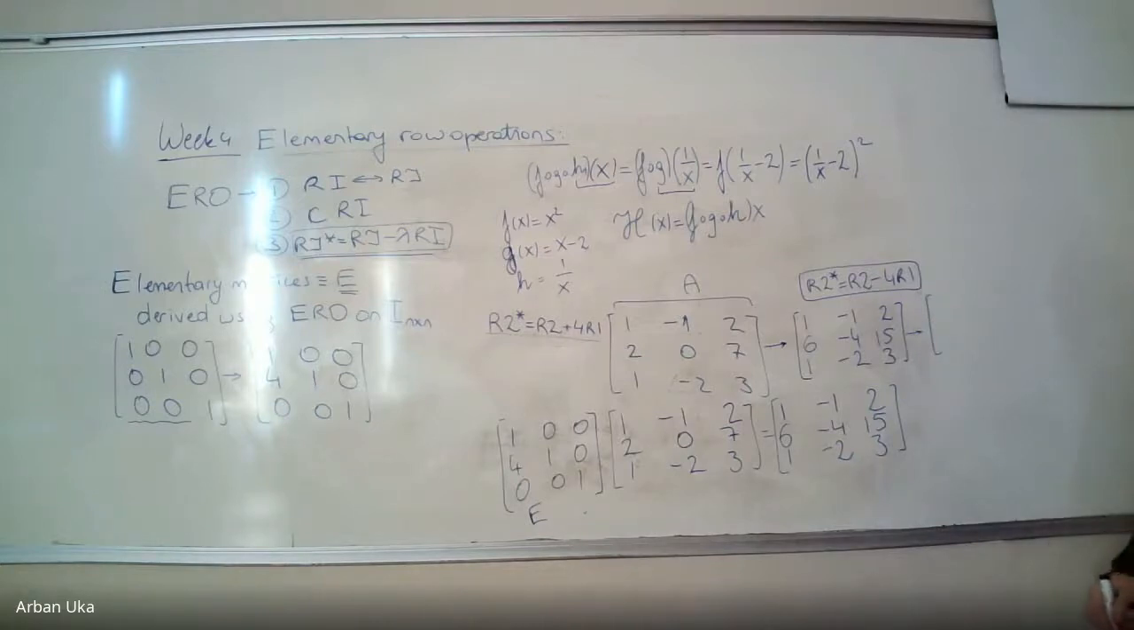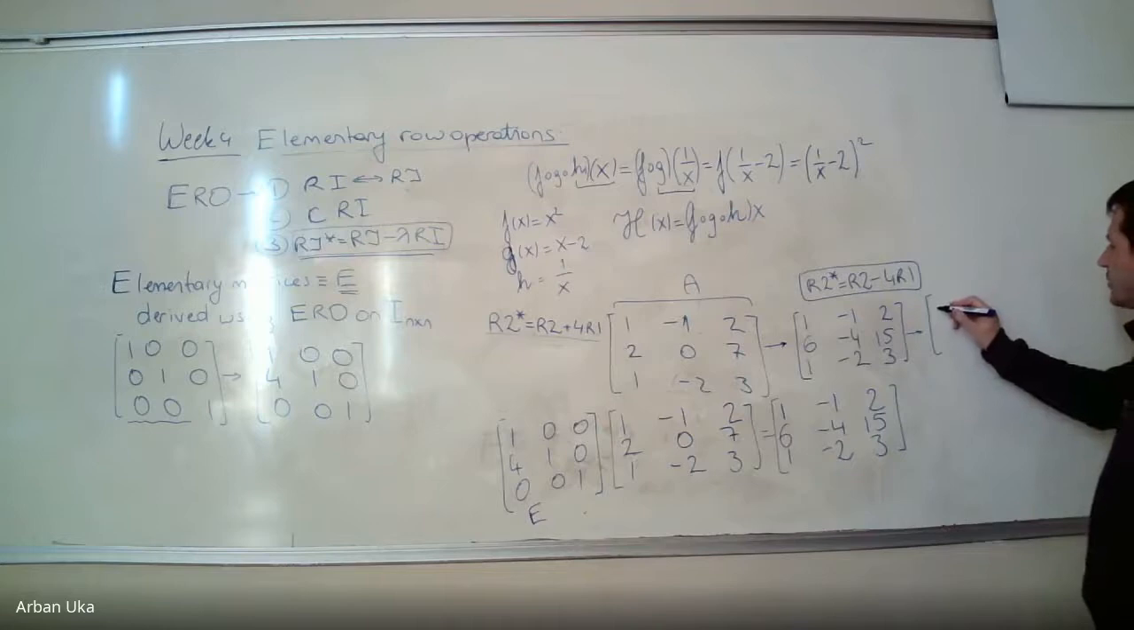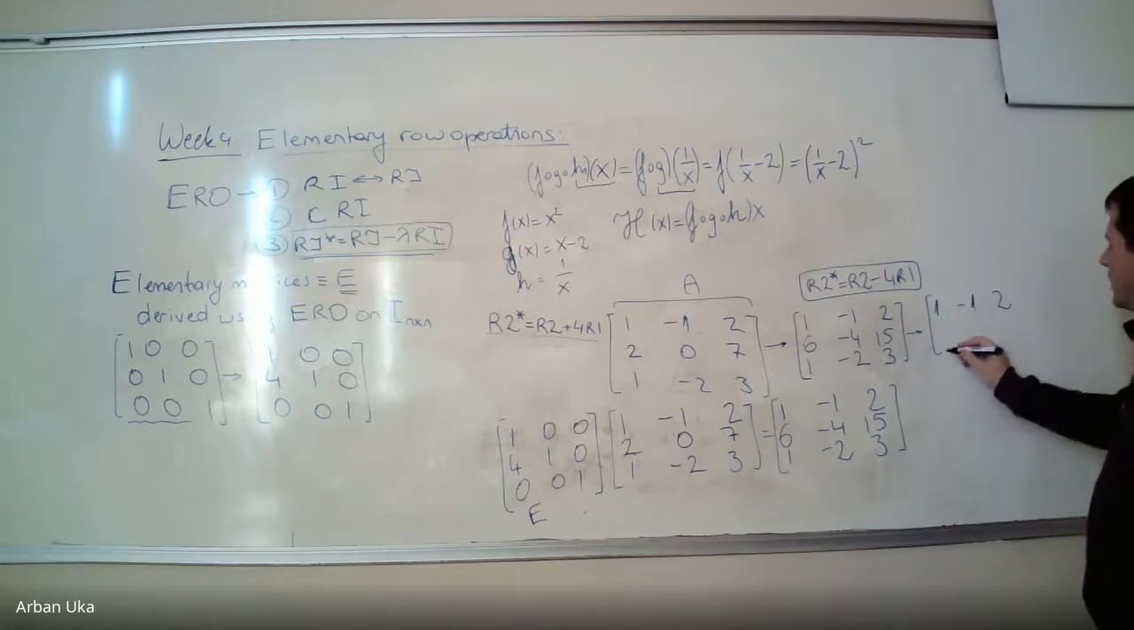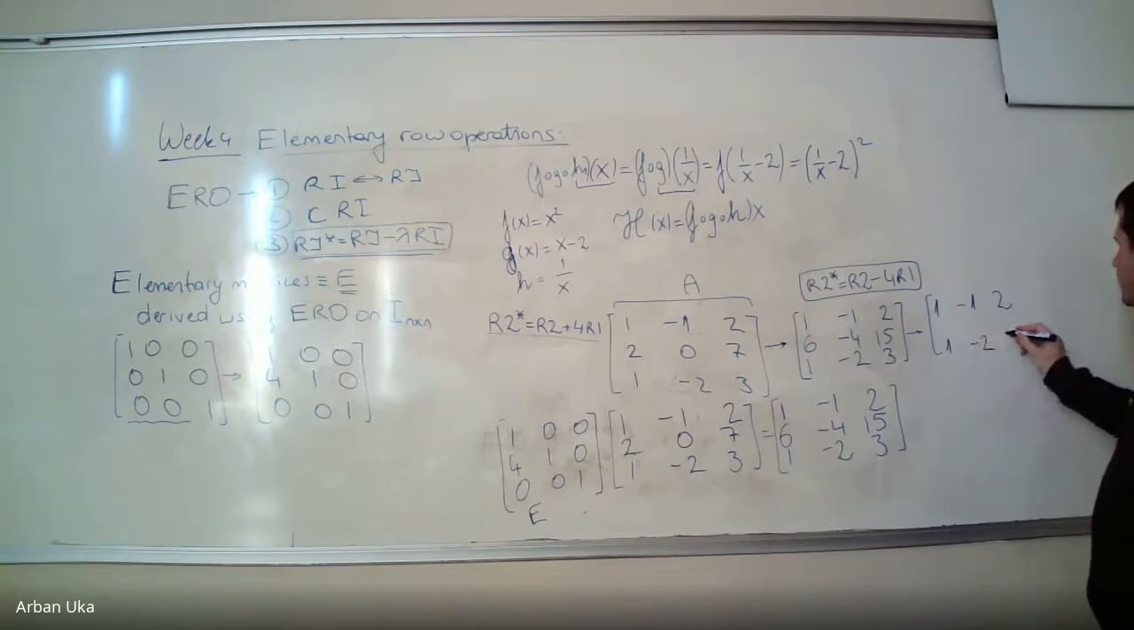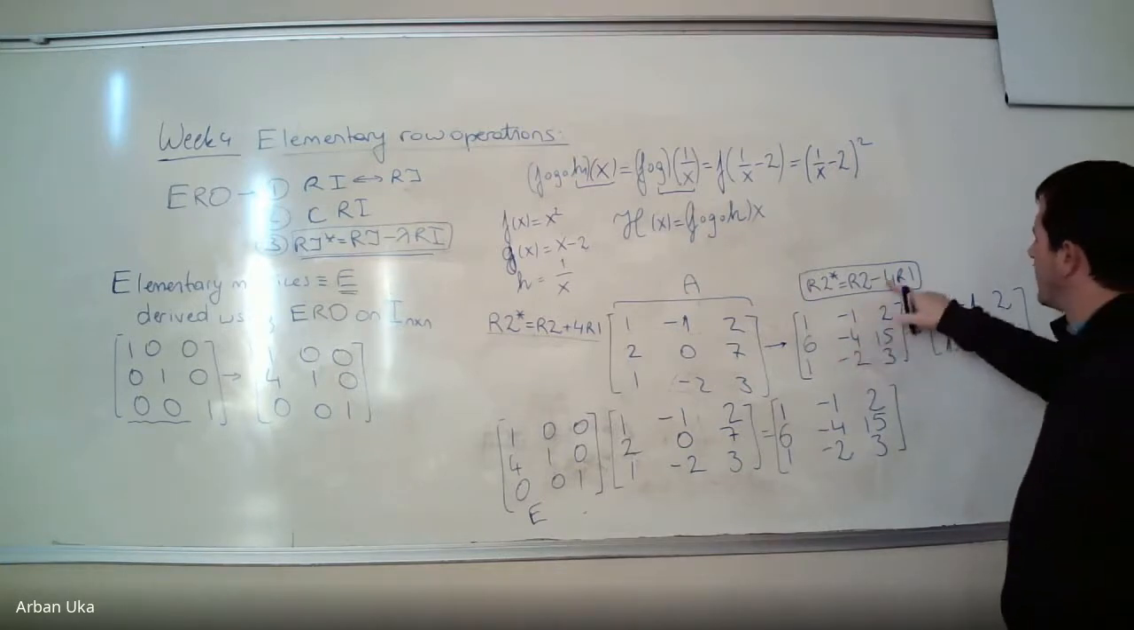As you proposed a while ago, the first row and the third row probably are not going to change. So here we have 1, minus 1, 2, and 1, minus 2, 3. And then let's see what we get here. Row 2 minus 4 row 1. What do we get here? The same 2 as the first one. 2, 0, 7.